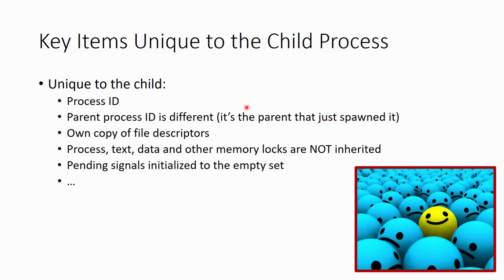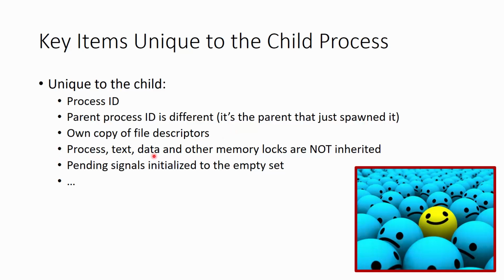So when process A spawns process B, B's parent is now process A. Process A's parent hasn't changed. It's still whatever spawned it originally. What's unique to the child is its own copy of those file descriptors. So they start open, but the child can modify them.